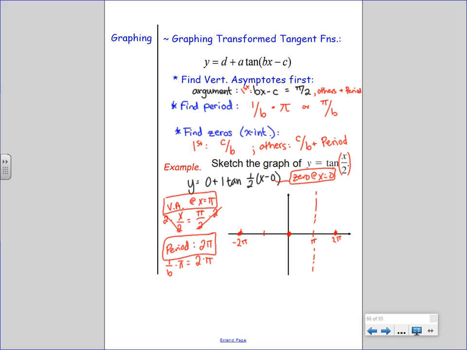Okay, how do I get another vertical asymptote? I add 2 pi. Where's that going to put me? 3 pi. And I subtract 2 pi. Guys, this is ripe. Ripe for what? Ripe for drawing a sketch.